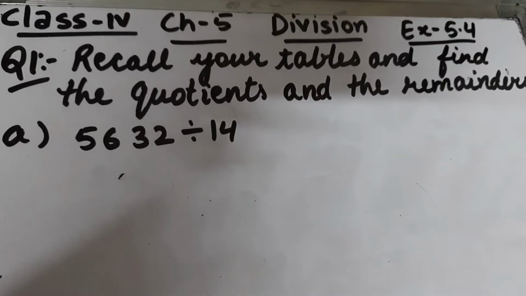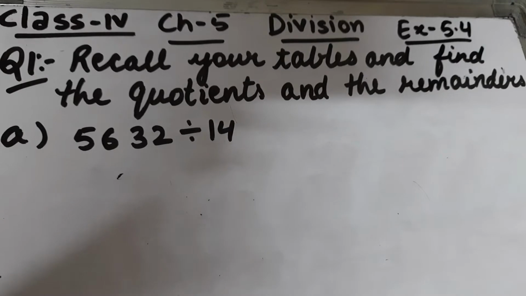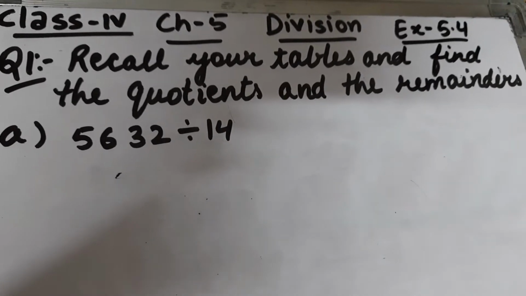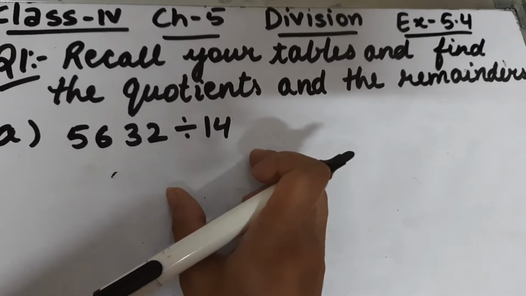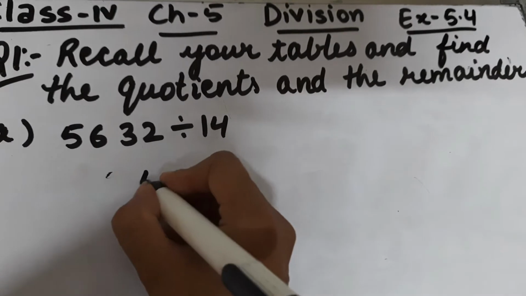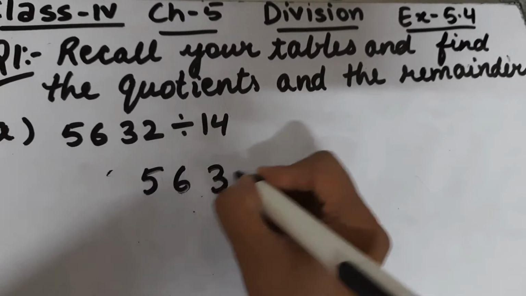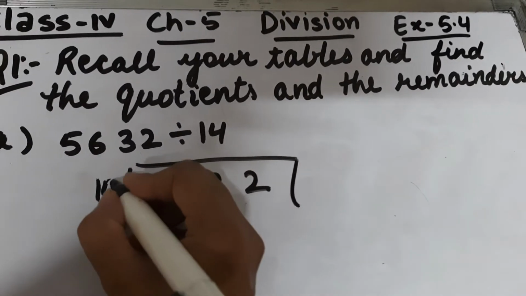Let's start question number first of exercise 5.4. The question is: recall your tables and find the quotients and the remainder. A part is 5632 divided by 14. We have to find the quotient and the remainder. So let's start. 5632 is our dividend, and the divisor is 14.